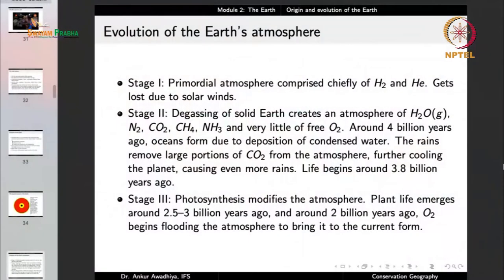So basically, the Earth is not a static thing. It's a dynamic thing. And the Earth has reached the present form through several millions of years of evolution. And in the Anthropocene, we have this possibility that we can wipe down all of these millions of years of evolution and bring the Earth back to an earlier state.